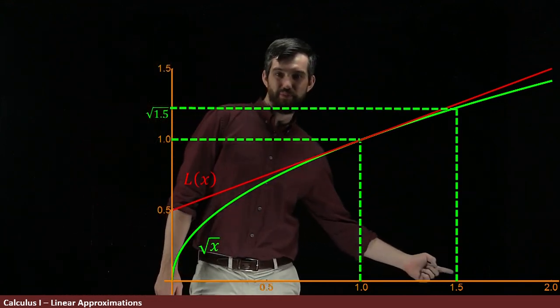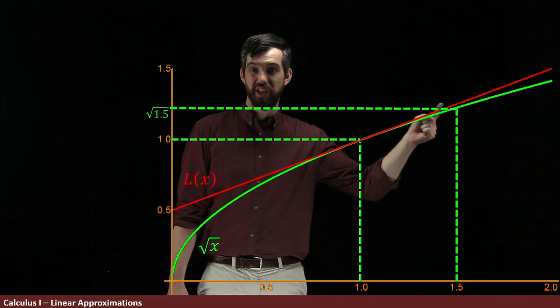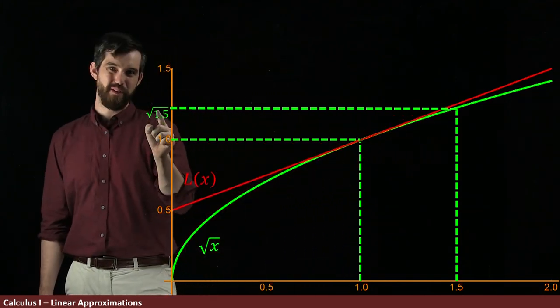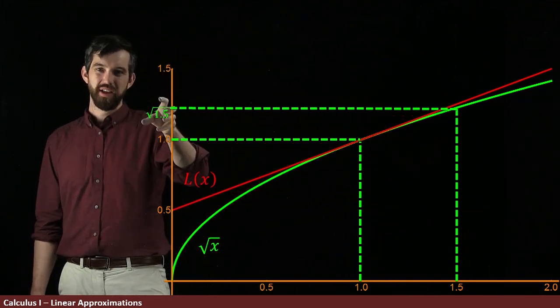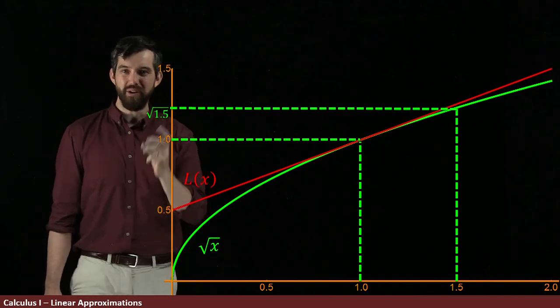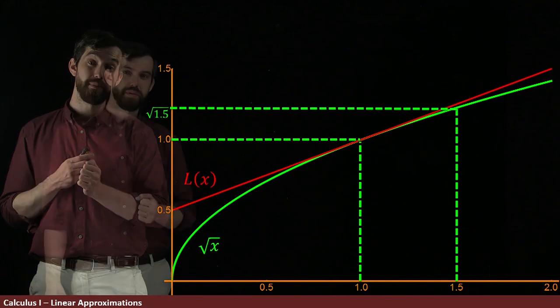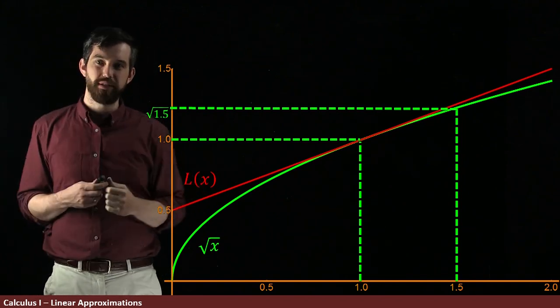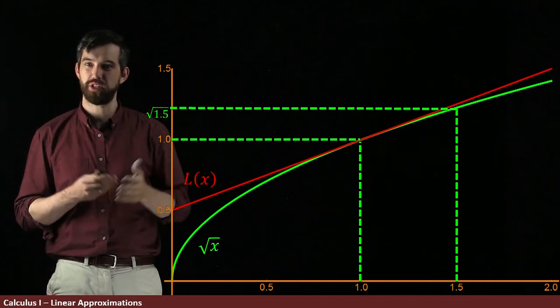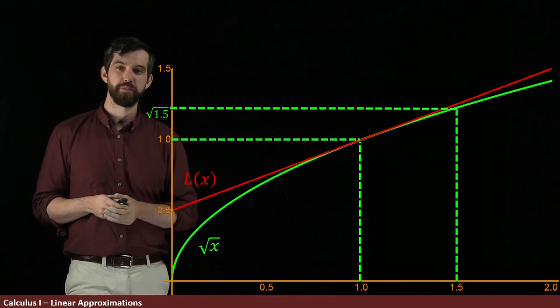1.5 is my input. It comes over to here. There's some value of square root 1.5. I could probably guess that it's in this region, but I don't know exactly what it is. I don't know what this number is. Maybe it's got an infinite decimal expansion. So how should we compute this? How does the computer even compute the square root of 1.5?